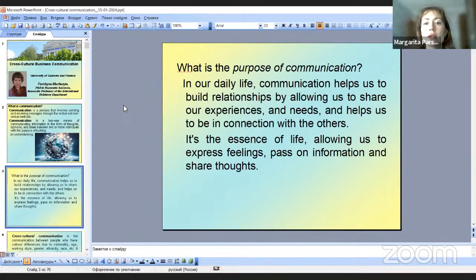Also, the purpose of communication in our daily life: communication helps us to build relationships by allowing us to share our experiences and needs, and helps us to be in connection with others. It's the essence of life, allowing us to express our feelings, pass on information, and share thoughts. But the main purpose is also to understand and be understood between those who are in the process.